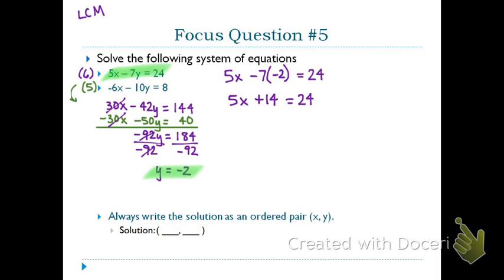Continuing on, we subtract 14. What do we get? Those cancel. 5x equals 10. One step away. Divide by 5. And you know it, we got x equals 2. Yes, got our solution. We just have to put it down. What do we have? 2, negative 2.